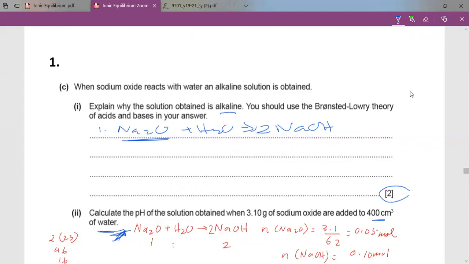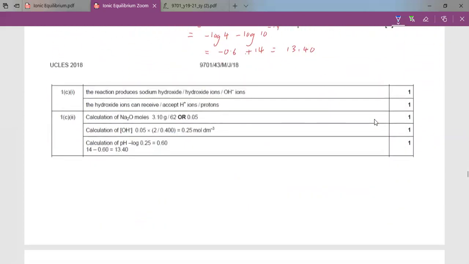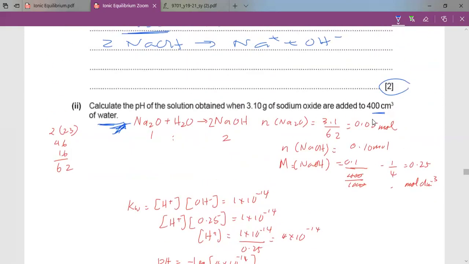Then the second one, of course, is NaOH gives you Na plus and OH minus. Don't forget to put 2, so 2 of them, see the marking scheme. The reaction produces sodium hydroxide, and sodium hydroxide gives you OH minus. So an OH minus is a proton acceptor, for 2 marks like that.